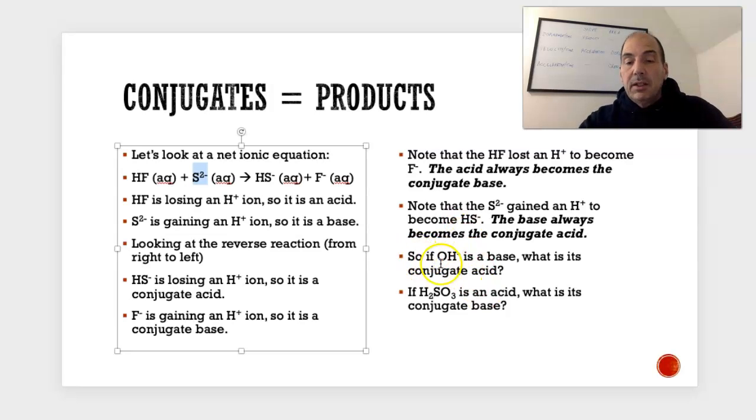So with that in mind, if I'm talking about OH- as a base, what is the conjugate acid? Okay, I'm not going to say the answer yet. And if we're talking about H2SO3 as an acid, what would its conjugate base be? All right, so think about that because the answer is coming up now.